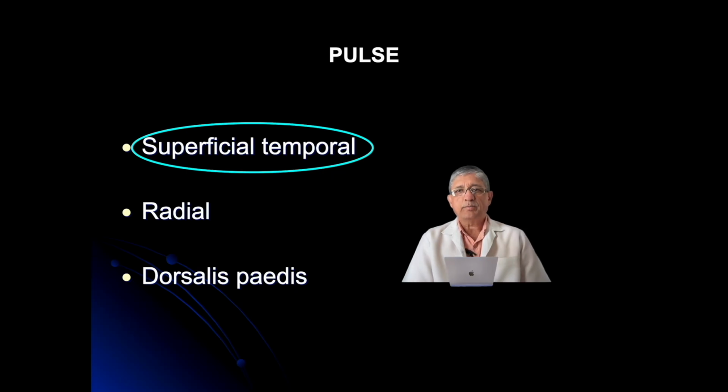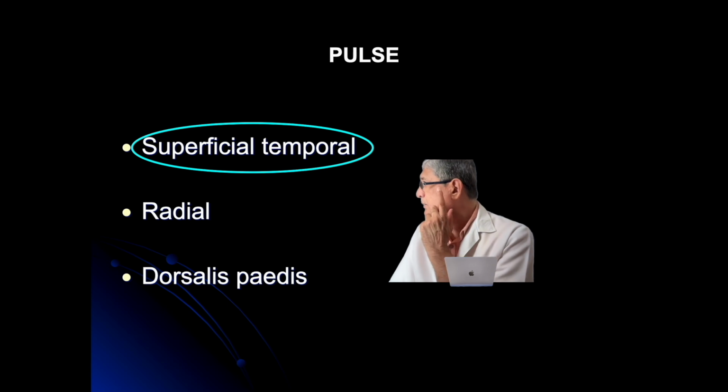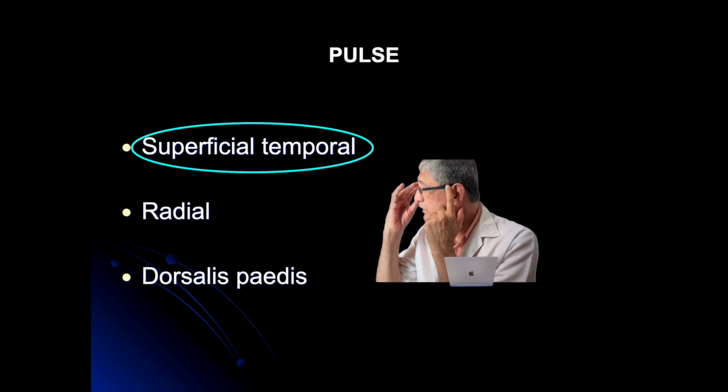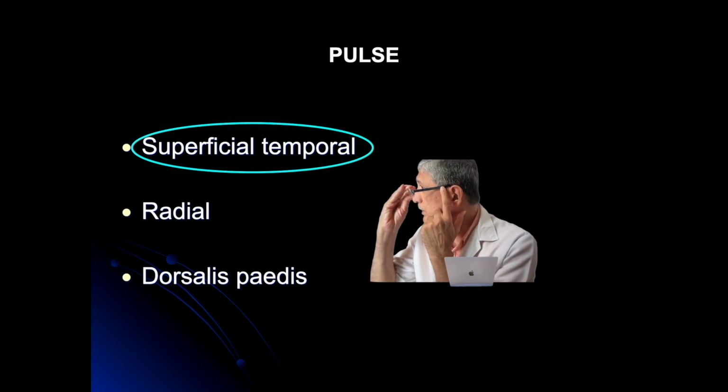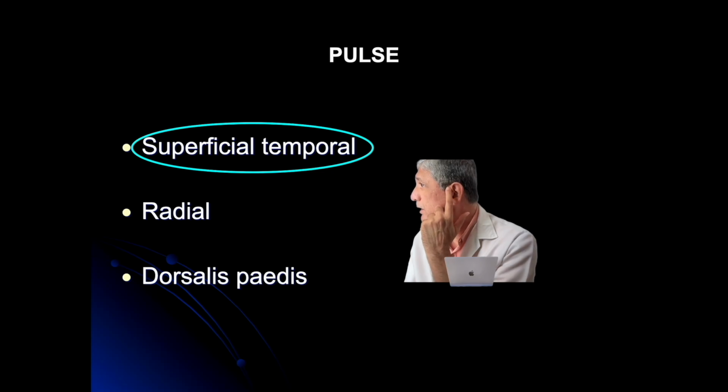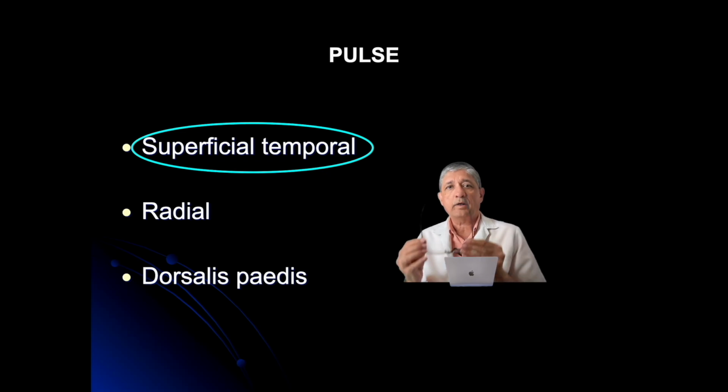Superficial temporal artery pulse is felt against the temporal bone. It is felt exactly underneath this ear stick of the spectacle. Okay, watch carefully. This is the place which is just in front and above the tragus of the ear. Alright.